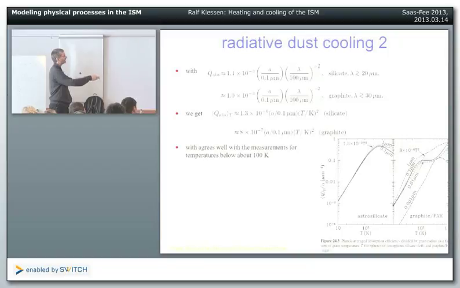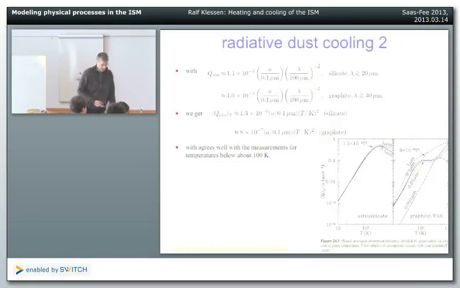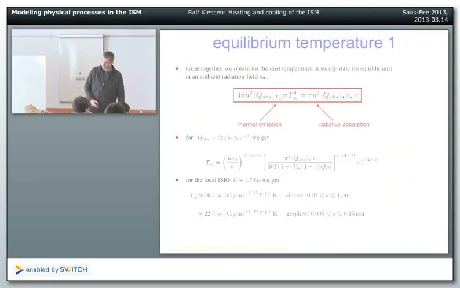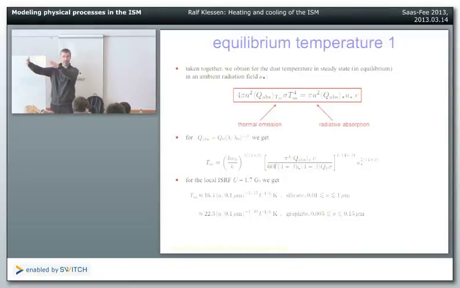This gives me an effective absorption coefficient, and I can measure that. This is my approximation, and in this temperature range for silicates and graphites, it's working quite nicely. So I have now absorption, I have emission on the other side. I do what I have done before. I look at the detailed balance.